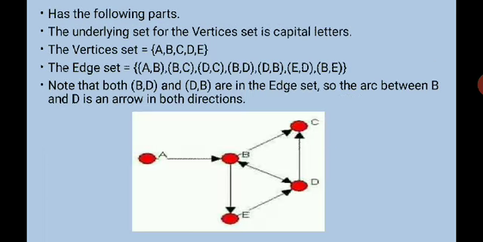So we look at it here. See how many parts it has. It has a vertex set A, B, C, D, E. So that is the vertex set. It has an edge set: A, B is there, but B, A is not there, right? So B, C is there, C, B is not there.